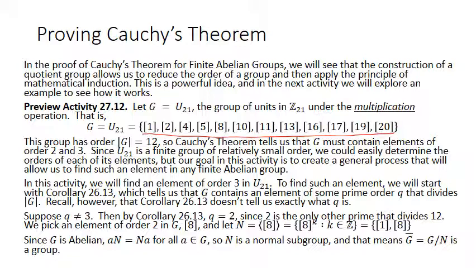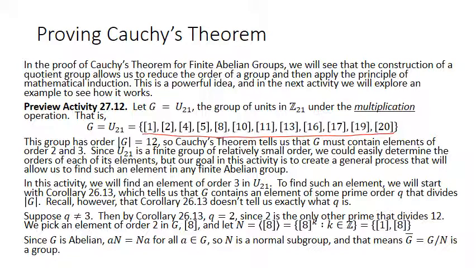If we accept Cauchy's theorem, of course we haven't proved it yet, but that's what it would imply. Since U21 is a finite group of relatively small order, we could of course just determine the order of each of its elements, but our goal in this activity is to create a general process that will allow us to find an element of whatever order we like in a finite abelian group. So we're going to try to do this in as general a way as possible. In this activity, we're going to try to find an element of order 3 in U21.